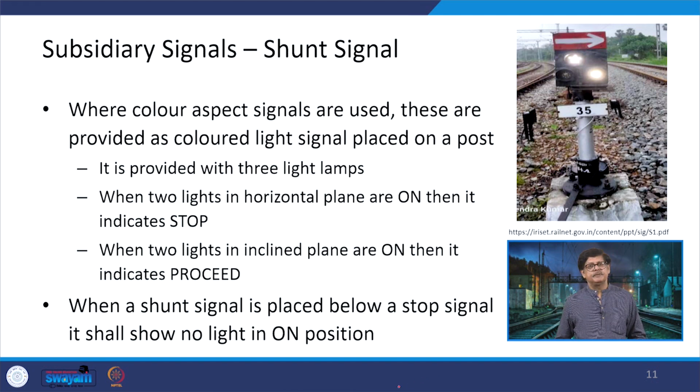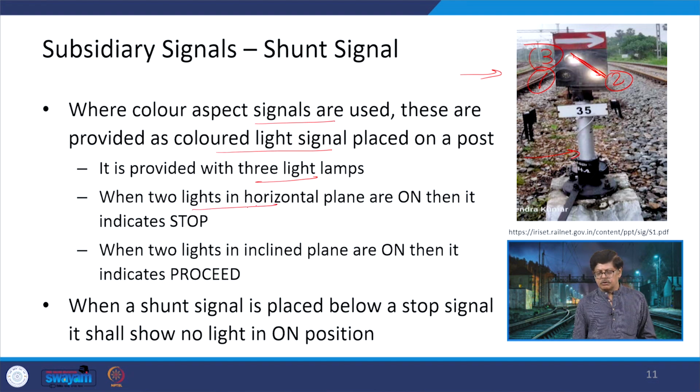Now, when the color aspects are used, then how it works? You can see on the right hand side again a photograph is being shown where there are three lights, 1, 2 and 3. In this case, the two lights which are inclined in nature, they have been lit. So, what does that mean? So, it says the color aspect signals are used. These are provided with color light signals placed on a post. It is provided with three lamps.